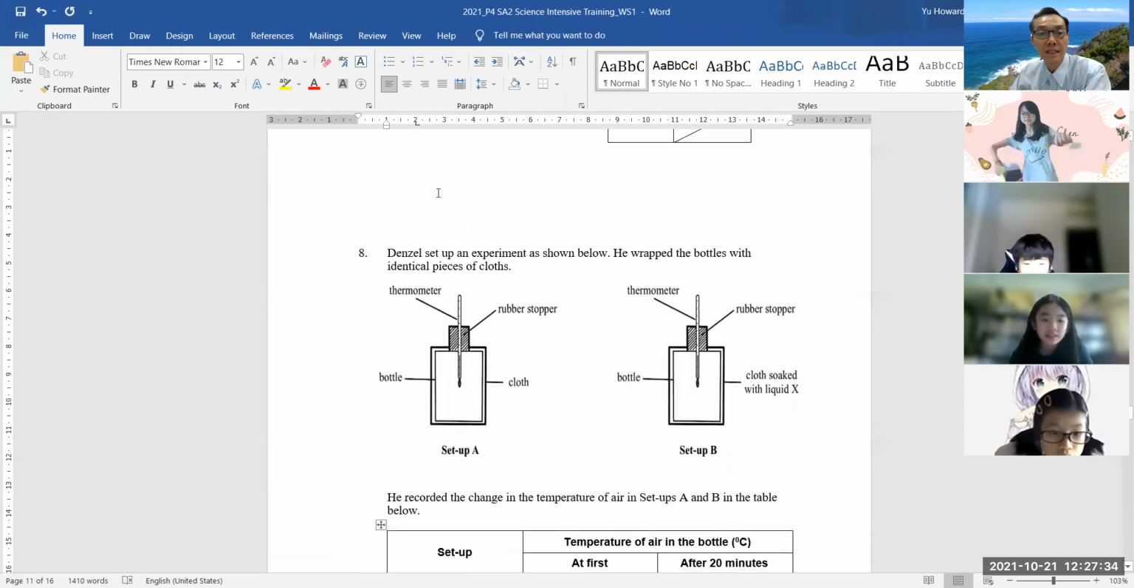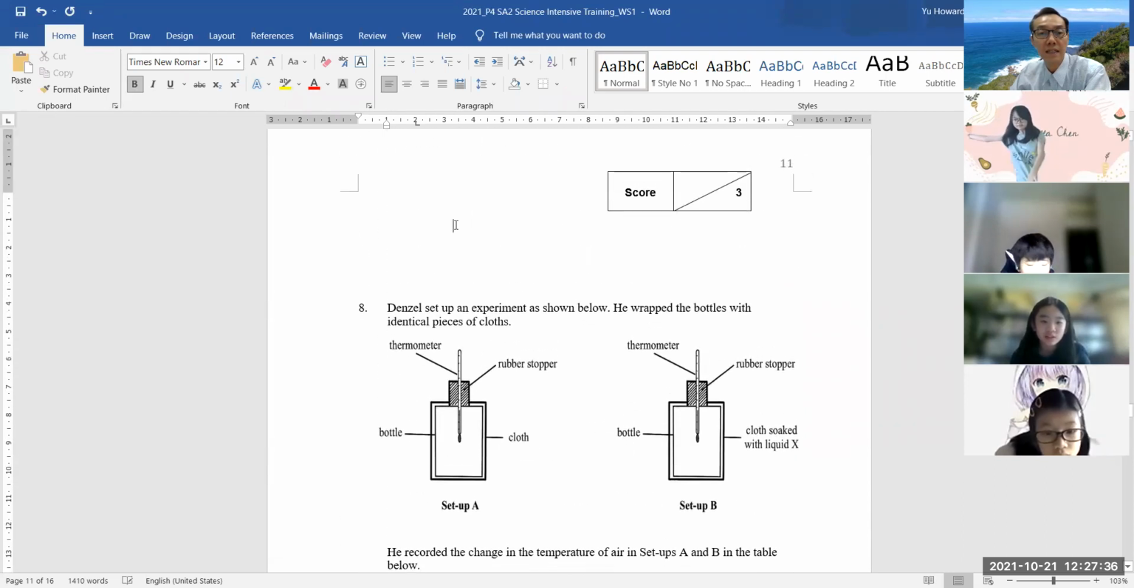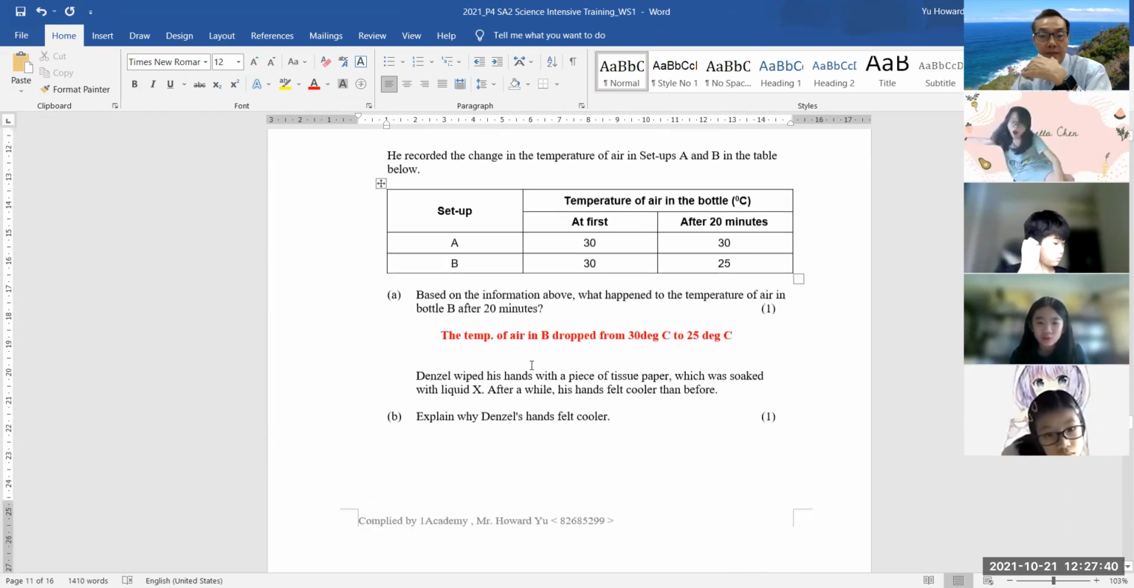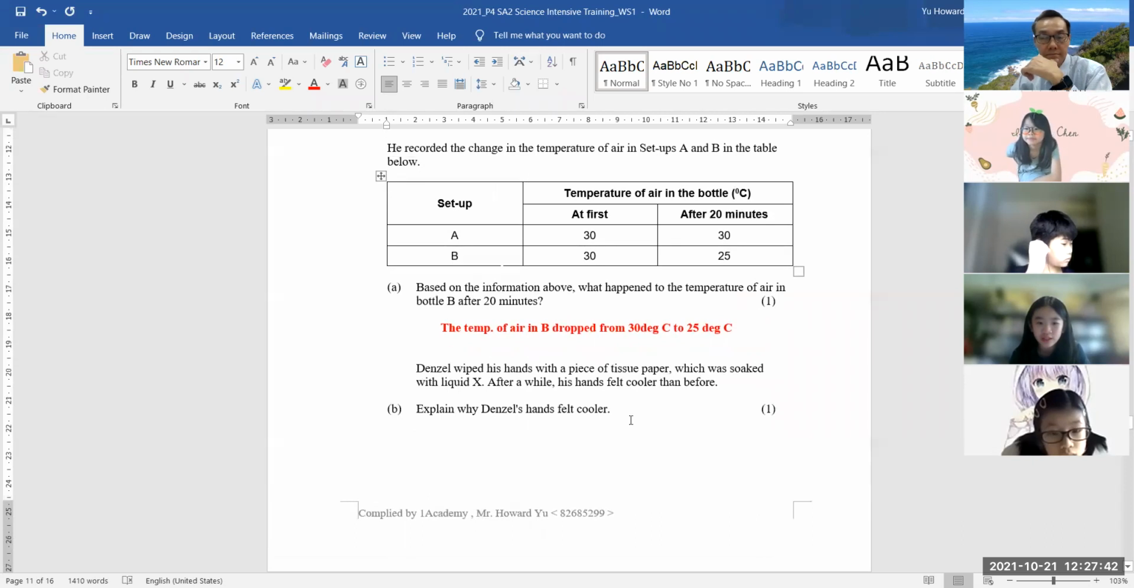Denzel's hand lost heat to the cloth soaked in liquid X. Correct. Correct lah. Yeah, correct. Very good.